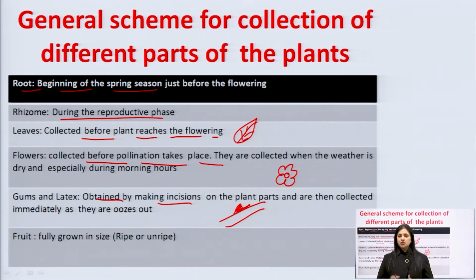Whatever mechanical tool we are using to make an incision, a blade, a sharp instrument, a knife, has to be sterile, free from microorganisms, and clean enough. The moment we make an incision, the exudate comes out, so we have to make sure we collect it immediately. Fruit is generally collected when it is fully grown in size.